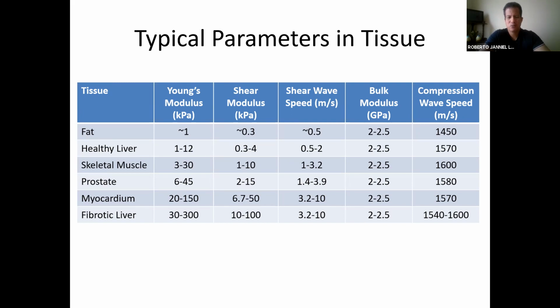But when you actually go to the shear modulus, for example, right, the healthy liver has a shear modulus of 0.3 to 4, whereas a fibrotic liver has a shear modulus of 10 to 100. So when you think about it, if you were to image the bulk modulus, there's little contrast to be had, but when you image the shear modulus, there's a lot of contrast to be had. So you're probably better off determining that parameter, the shear modulus that is, rather than the bulk modulus.